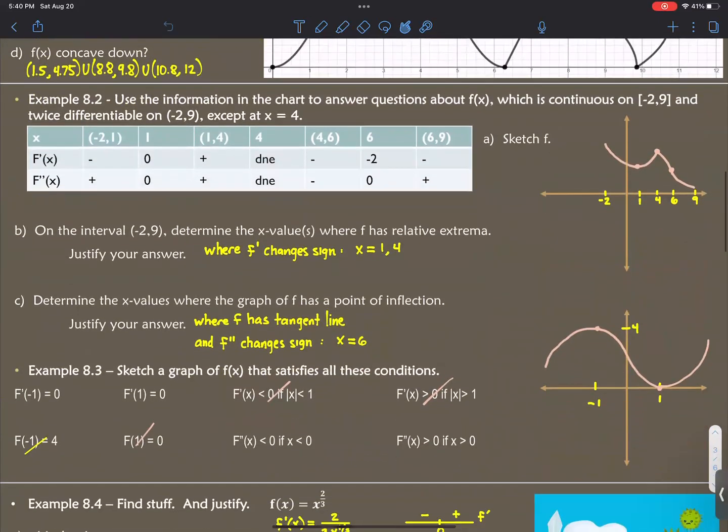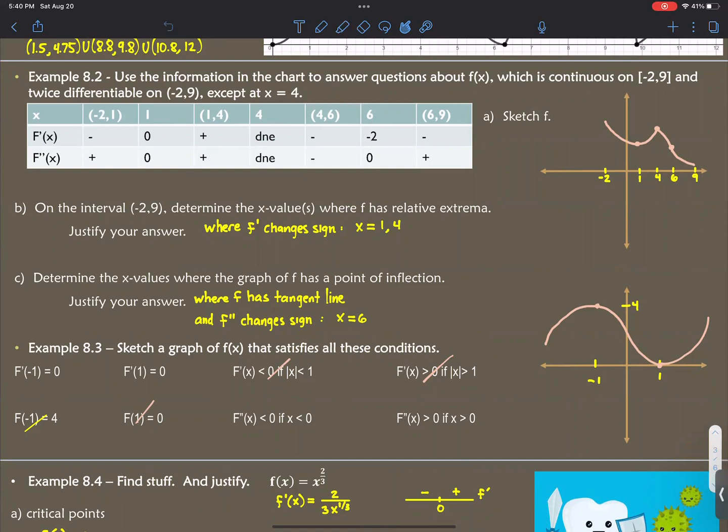Example 8.2, this time we'll use a table to answer questions about a function f, and I apologize for discrepancies here. There seems to be a switching between little f and big F. It's all supposed to be one function. We'll just call it f. The function is continuous from -2 to 9, twice differentiable on -2 to 9, except at x equals 4.